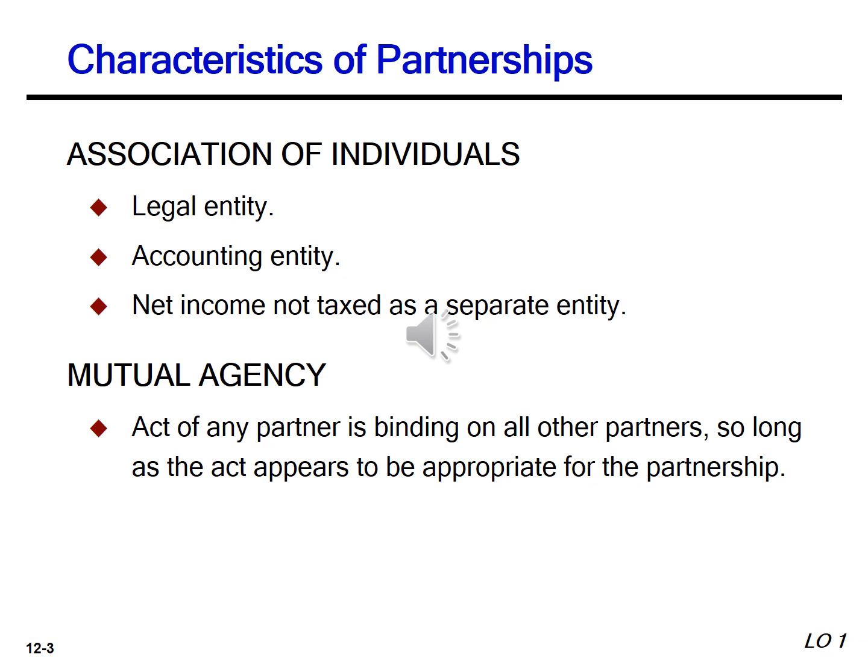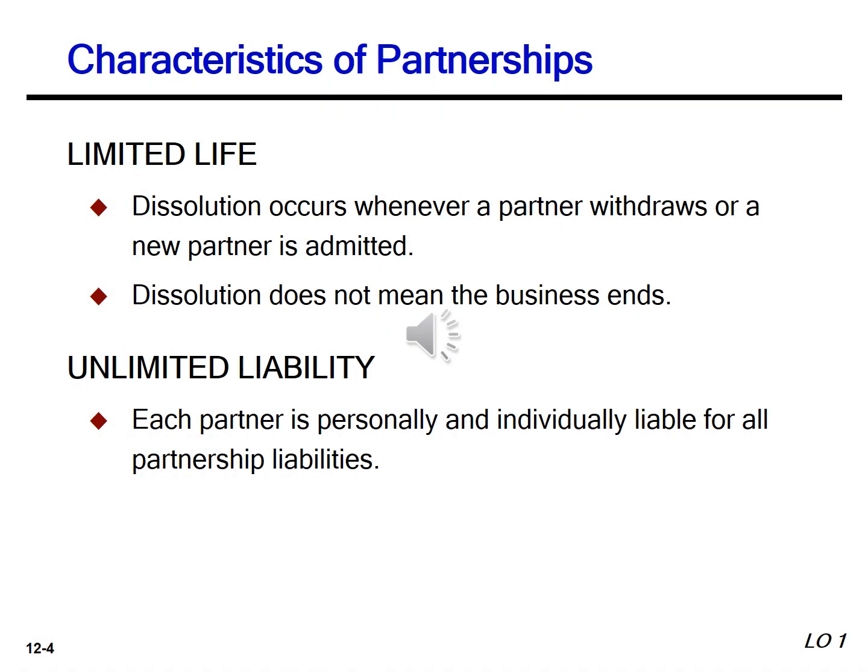which dictates that the act of any partner is binding on all other partners so long as the act appears to be appropriate for the partnership. A partnership also typically has a limited life. So the dissolution occurs whenever a partner withdraws or a new partner is admitted, and the dissolution does not mean that the business ends. A partnership also typically has unlimited liability, where each partner is personally and individually liable for all partnership liabilities.